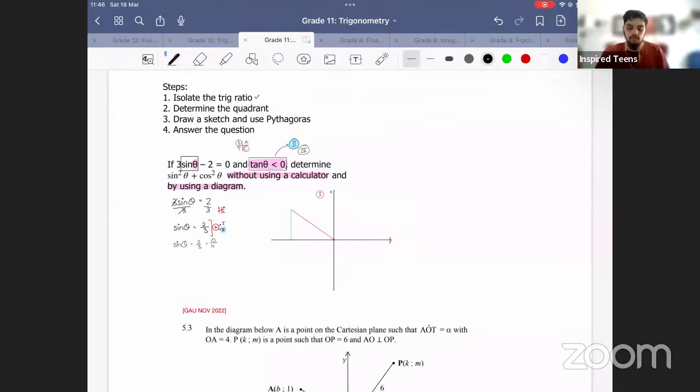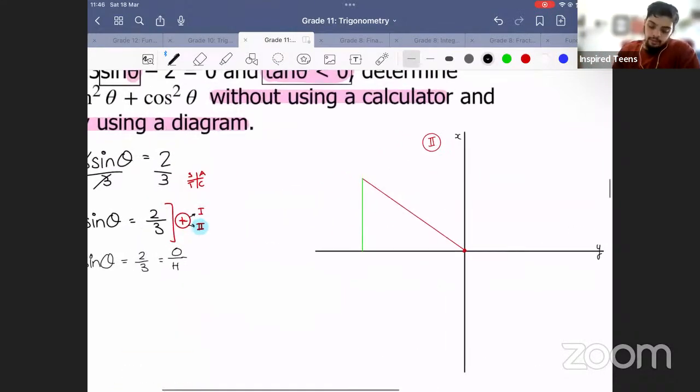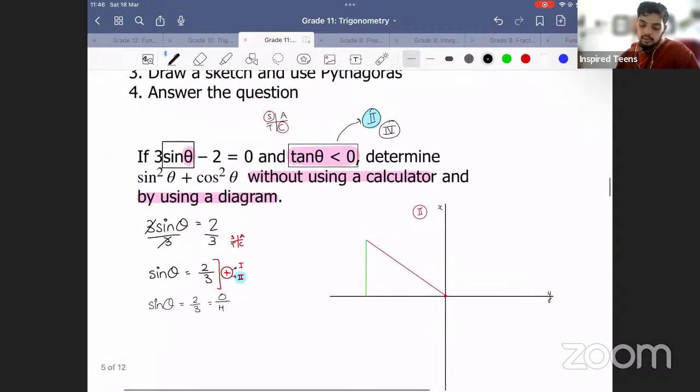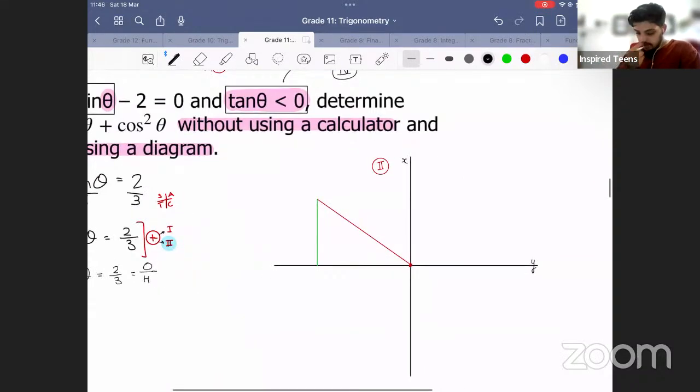Okay, fine, let's just continue. So, positive 2 over 3, so it's positive in first and second. Tangent theta is negative, and that is negative in the second and fourth. Okay, so we drew it in the second. That's fine up until now.